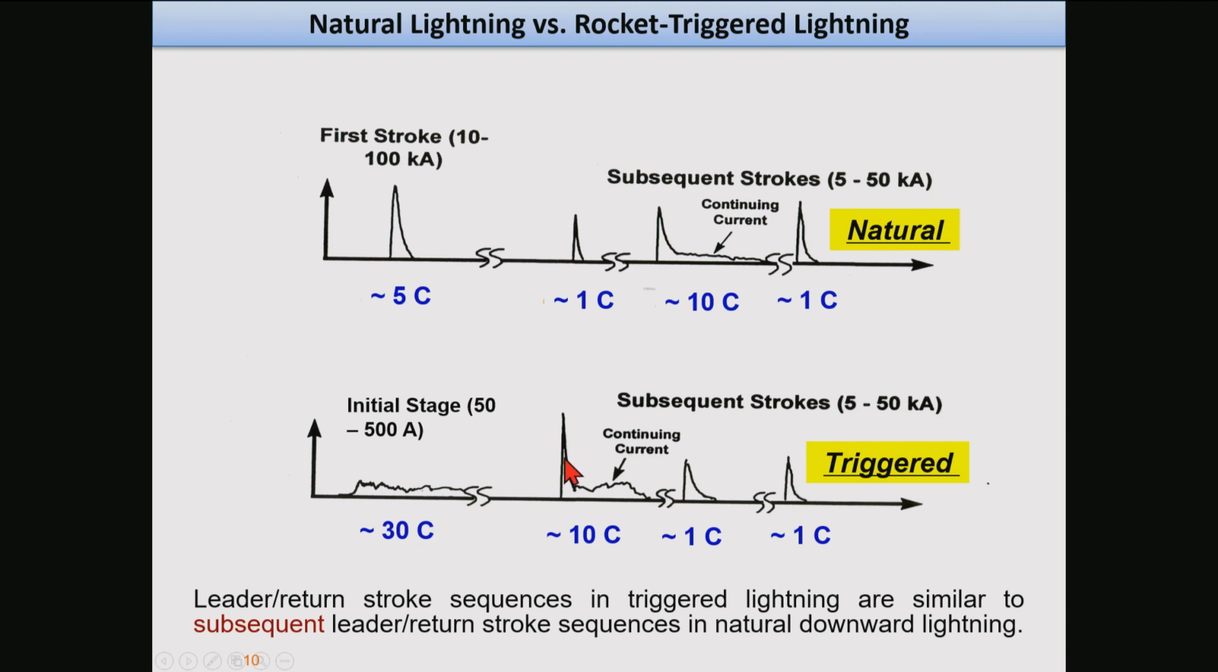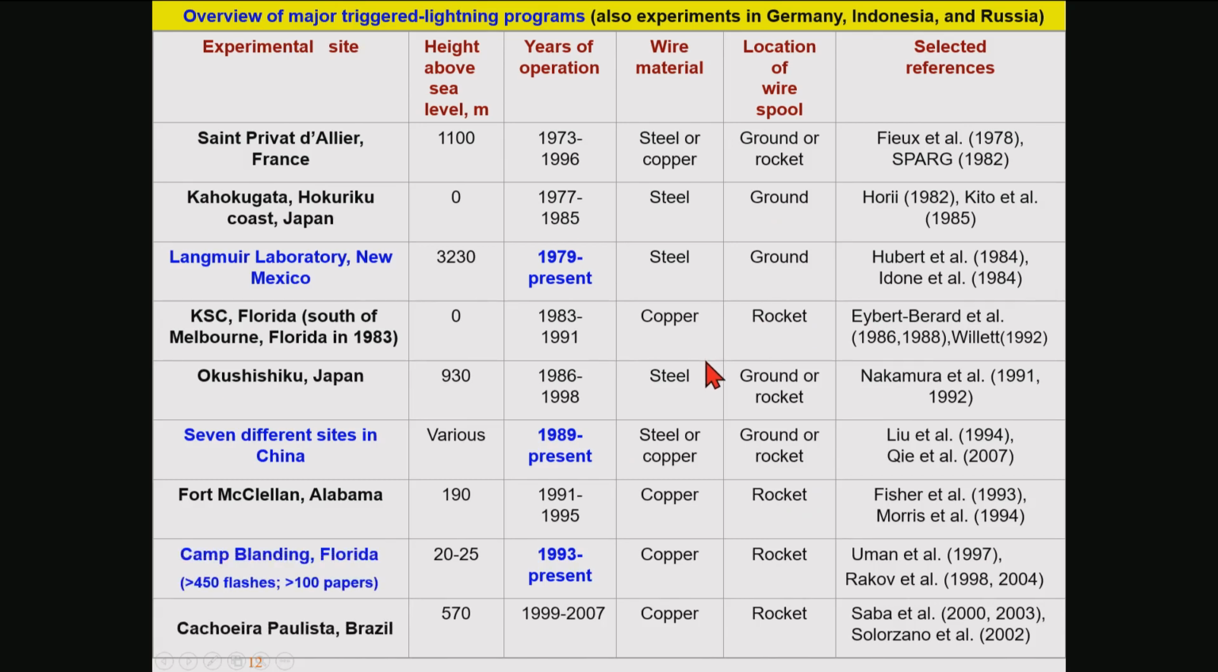Subsequent strokes, if it's impulsive component only, whether it's natural lightning or triggered lightning, is 1 coulomb. With continuing current, 10 coulombs is a typical value.